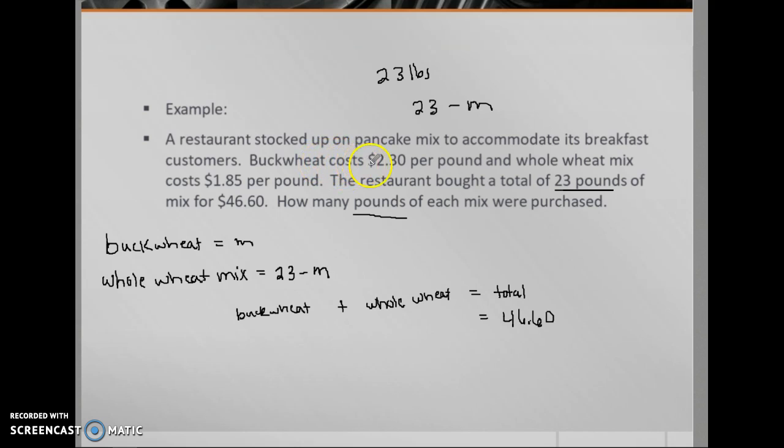I know that my buckwheat cost $2.30 per pound. Per means we're multiplying. So $2.30 per pound. We already know that m represents the pounds of buckwheat, so we can set that up as $2.30 times m, so times the number of pounds for buckwheat. Then our whole wheat, we know it costs $1.85 per pound, so $1.85, but we want to multiply it times our expression for pounds of whole wheat mix, and that's this right here, 23 minus m. So we want to multiply that, 23 minus m times our $1.85.